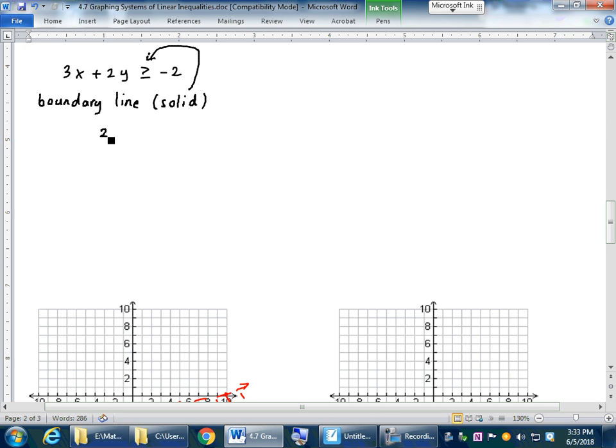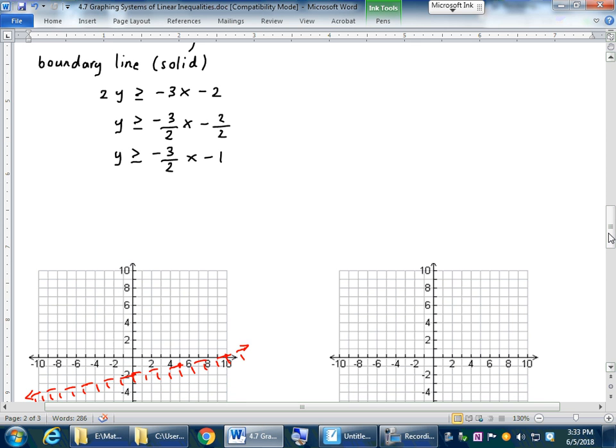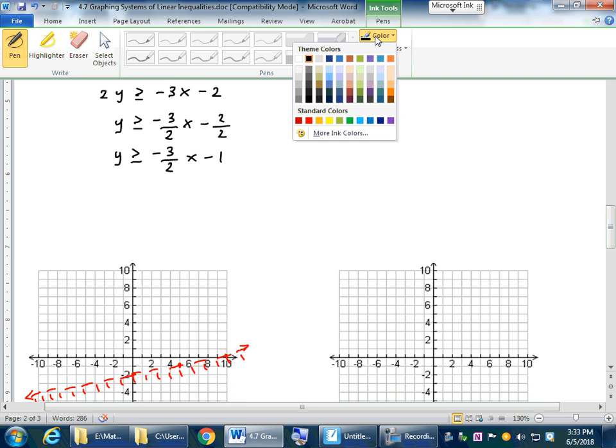So solving for y, I subtract 3x on both sides and then divide by 2 on both sides. So minus 3 over 2x, and divide by 2. So that'll give me y is greater than or equal to -3 over 2x minus 1. Now we know our y-intercept and the slope, so I can graph this.